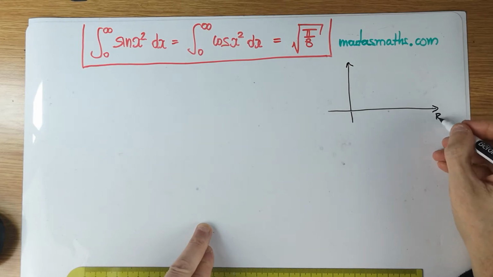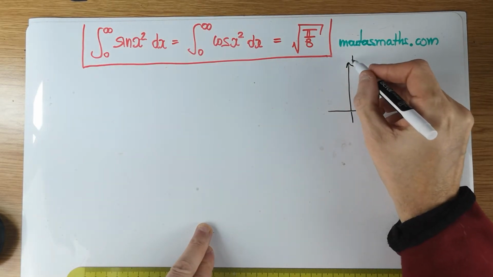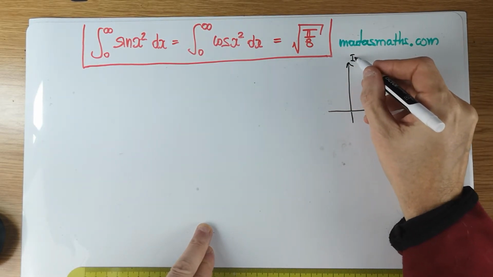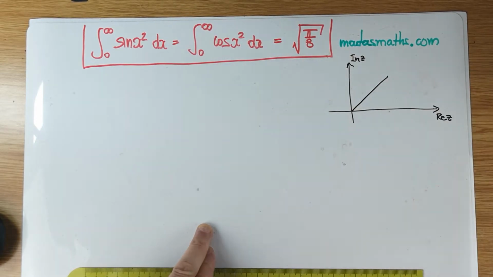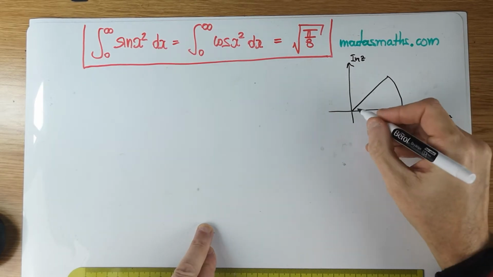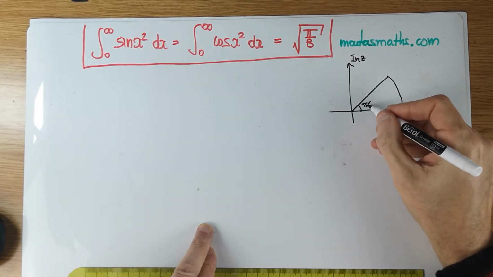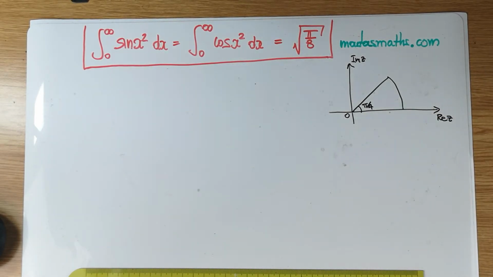The reason I know this is the one is because I've seen it before. So, real z, and this is imaginary z. The contour that we need for something like this is a sector centered at the origin and subtending an angle pi over 4 at the origin. Okay, so this is our gamma.